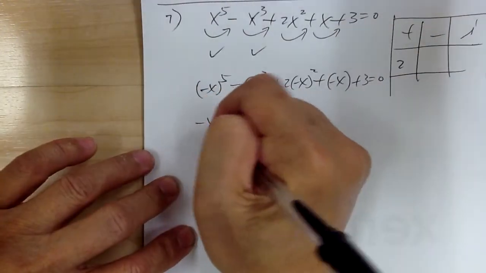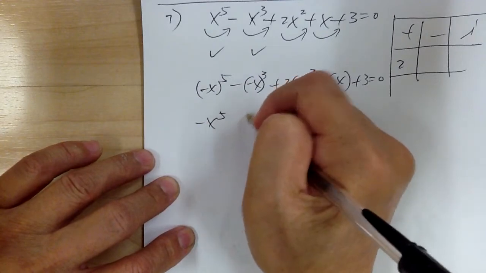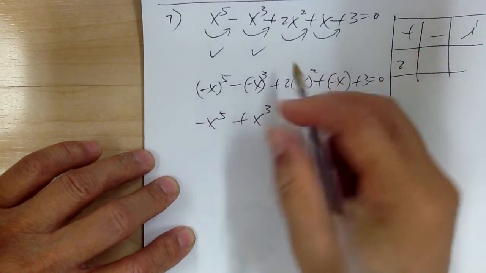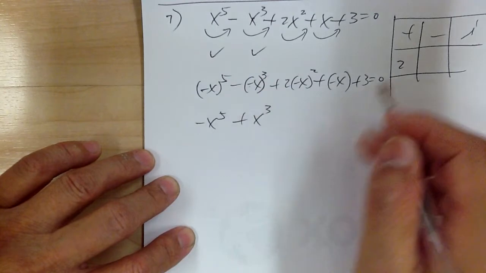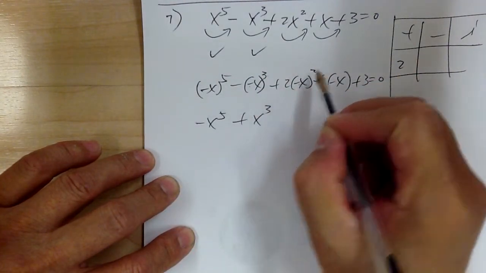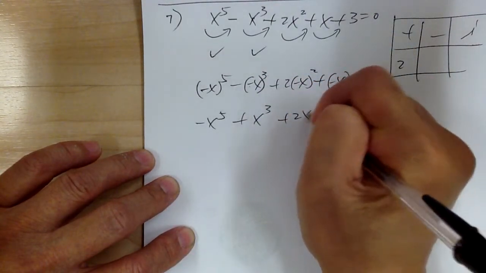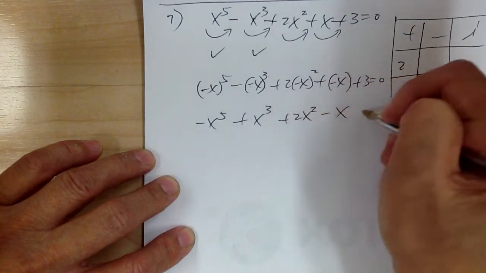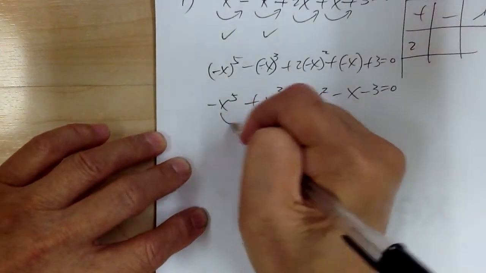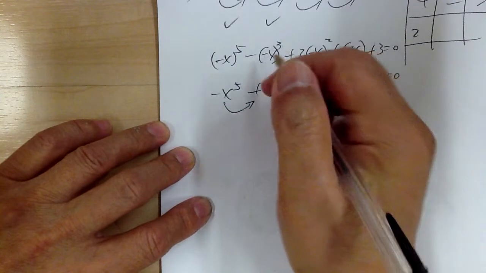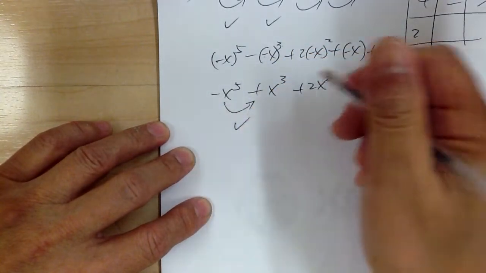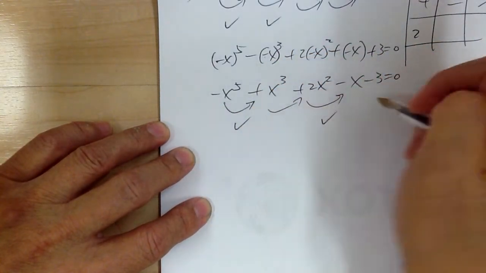So you're going to get negative x to the 5 plus x to the 3, right? Negative to the 3rd power is negative times negative times negative. This one, negative squared is positive, so it stays the same. And this would be minus x plus 3 equal to 0. Okay, so check the change of the sign. So this one, yes. This one, no. Yes. No.